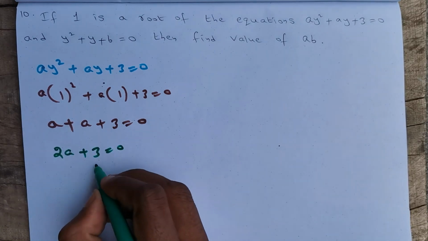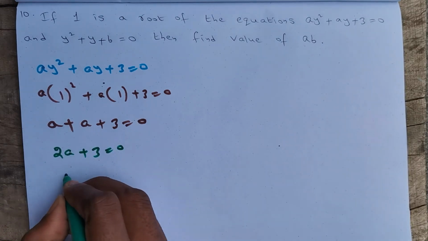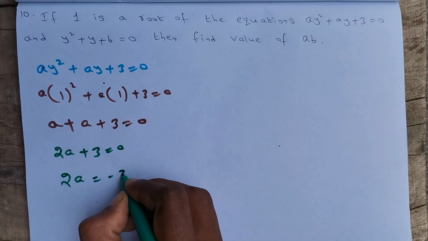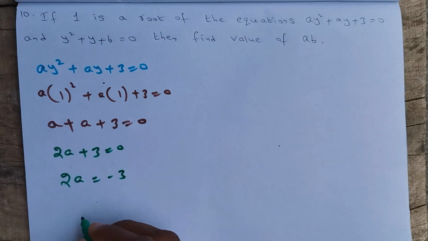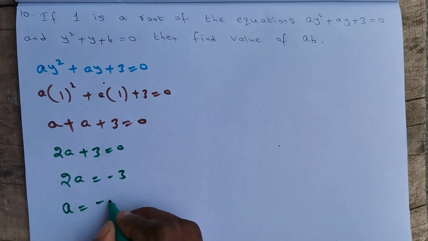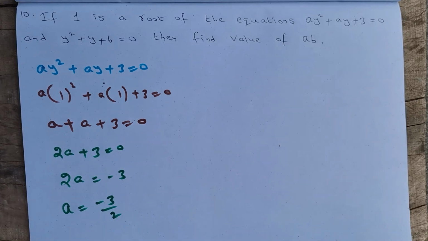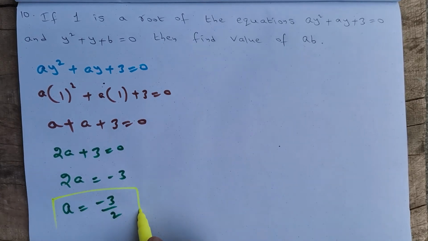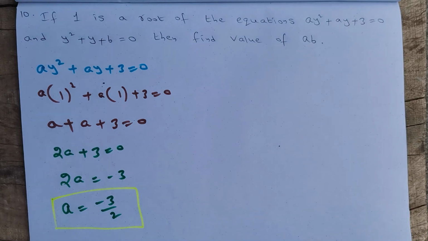We want the a value, so I will take plus 3 to the right side, then it will become minus 3. So 2a is equal to minus 3. Then 2 also I will take to the right side, then it will become division. a is equal to minus 3 divided by 2. So we got the a value as minus 3 by 2. Then the second equation I will take now.